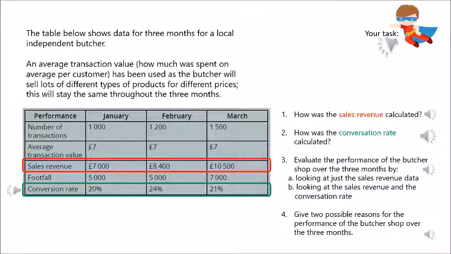And point B, looking at the sales revenue and the conversion rate. So you need to look at the two figures. So you need to look at January's £7,000 and 20%. And you need to do that across the 3 months.